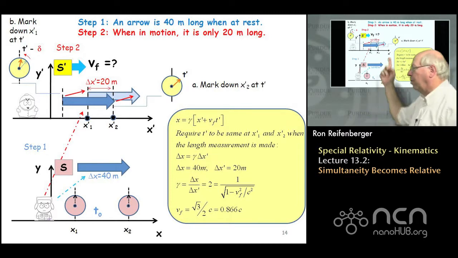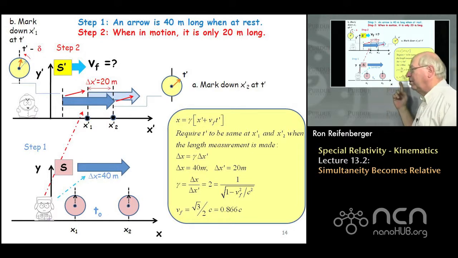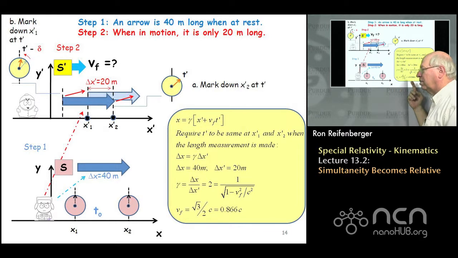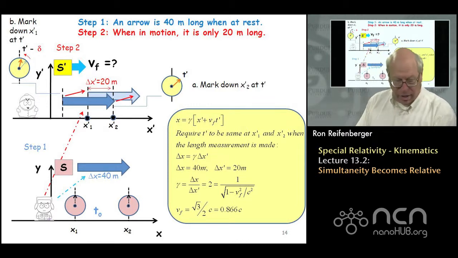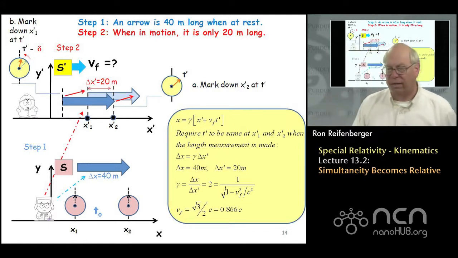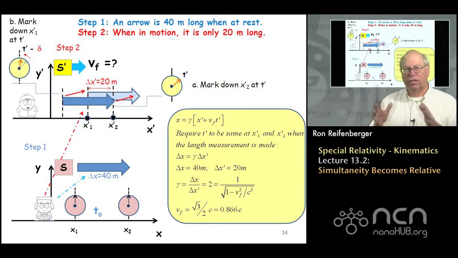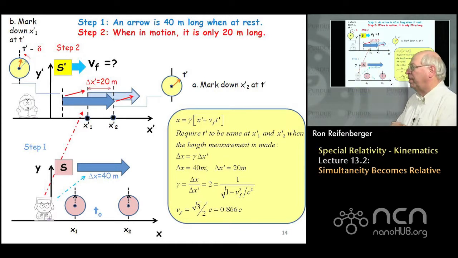So I worked through the numbers here. What you find, of course, is whenever you get a factor of 2 in length contraction, you know immediately that the velocity is 0.866 times the speed of light. But I worked through the arithmetic just to work it out. So to me, this argument gives you some insight into how it's possible that the length of the arrow is contracted when the velocity is comparable to the speed of light.